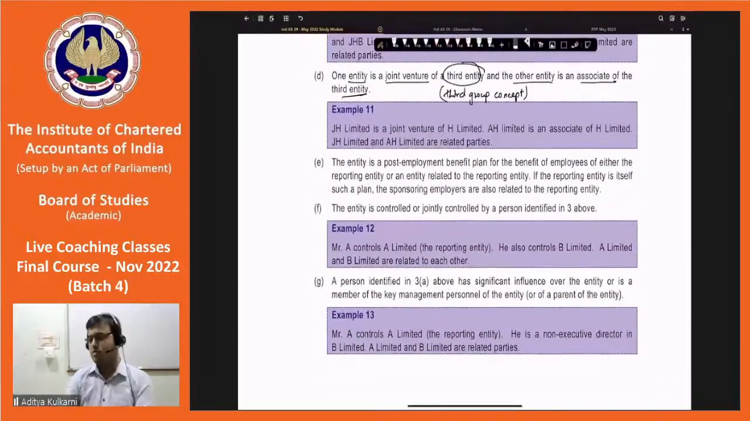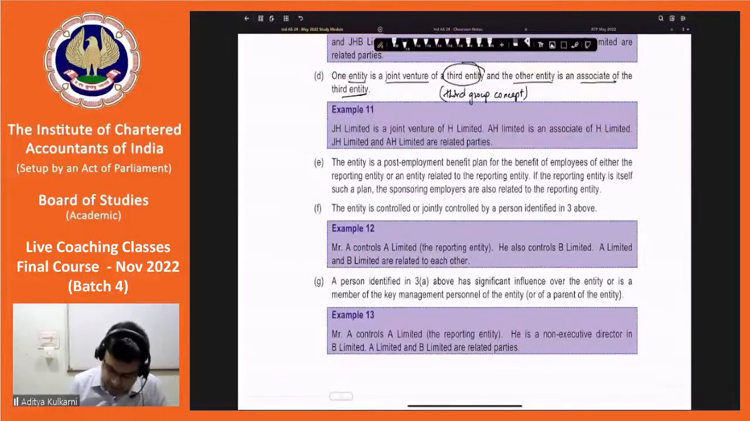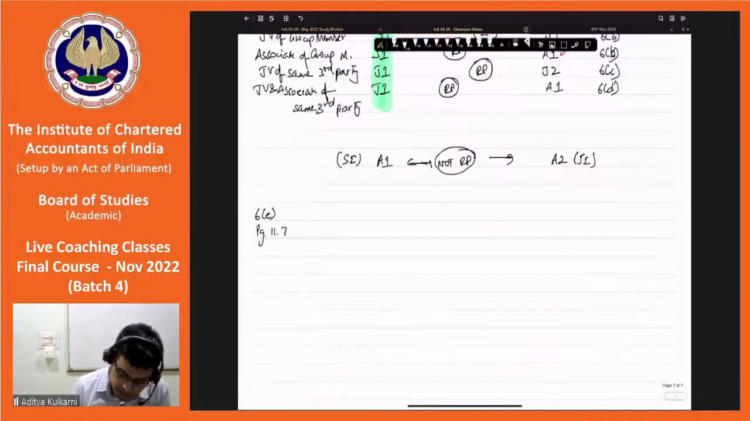Now we move on to 6E, page 11.7. The entity is a post-employment benefit plan for the benefit of employees of either the reporting entity or an entity related to the reporting entity.